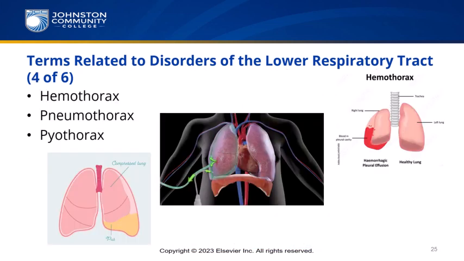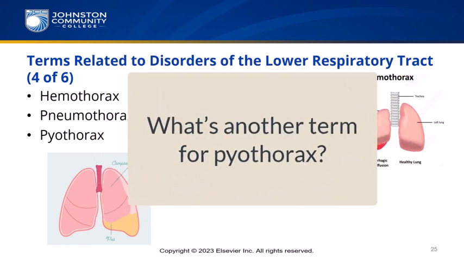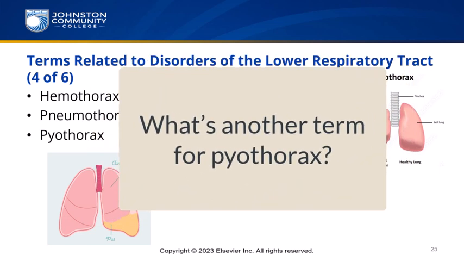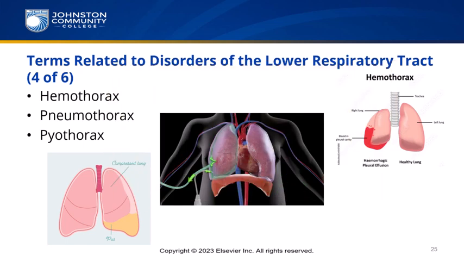The suffix thorax literally means the chest, but in the following terms it refers to the pleural cavity. Hemothorax is blood in the pleural cavity. Pneumothorax, remember pneumo means air, this is air in the pleural cavity. And then we have pyothorax. I always say we don't like pie in medical terminology because pyo means pus. So this is pus in the pleural cavity. Anybody think of any other term that could be used for pyothorax? Maybe empyema, that's another one.